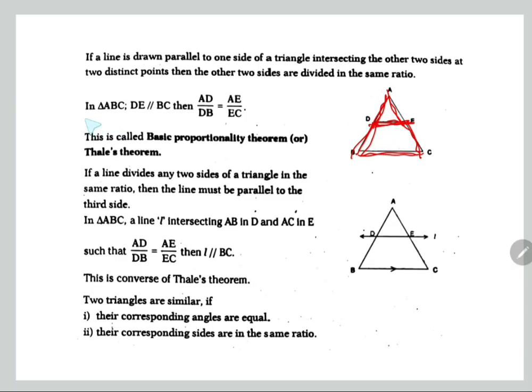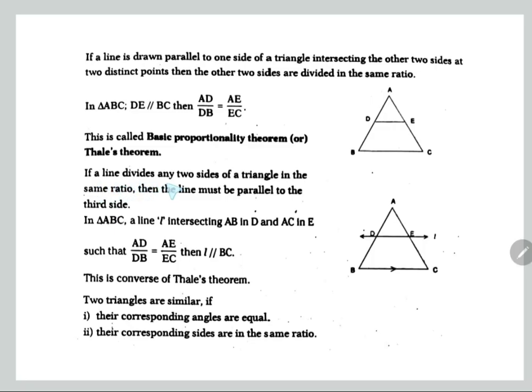That means in triangle ABC, if DE and BC are parallel, then AD by DB is equal to AE by EC. This is called the basic proportionality theorem or Thales theorem.